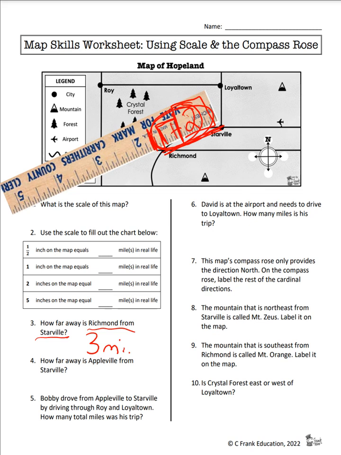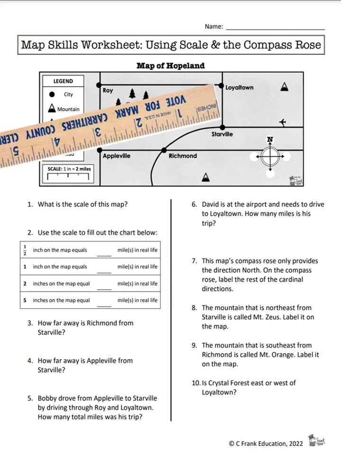Number 4 says, how far away is Appleville from Starville? Well, let's go to the next slide here. Again, I can't measure this curve, so I'm just going to measure what they call in real life air miles. And if my ruler was perfectly on dot to dot, it looks to be exactly 3 inches. So 1 inch, you said, is 2 miles. Each inch is 2 miles, I apologize. So 2 plus 2 plus 2. So 2, 4, 6 miles.